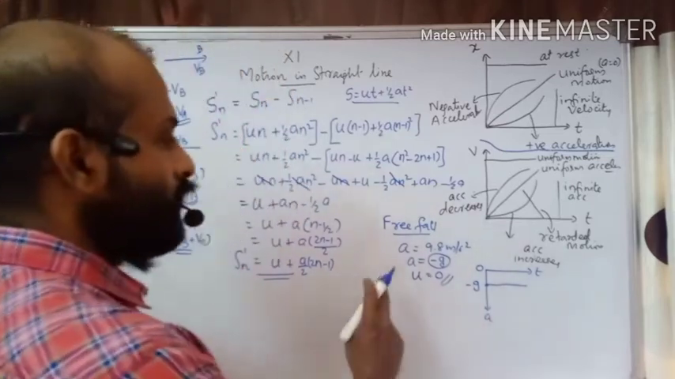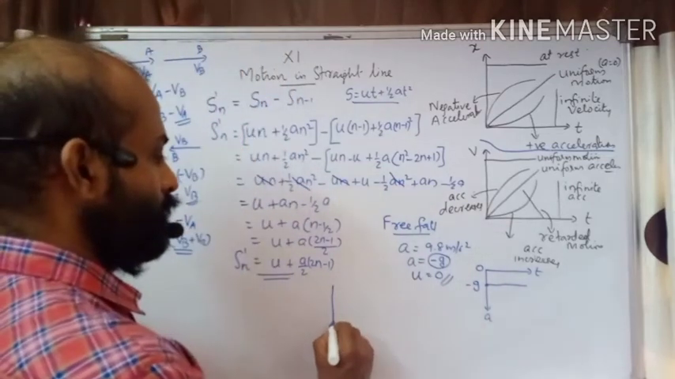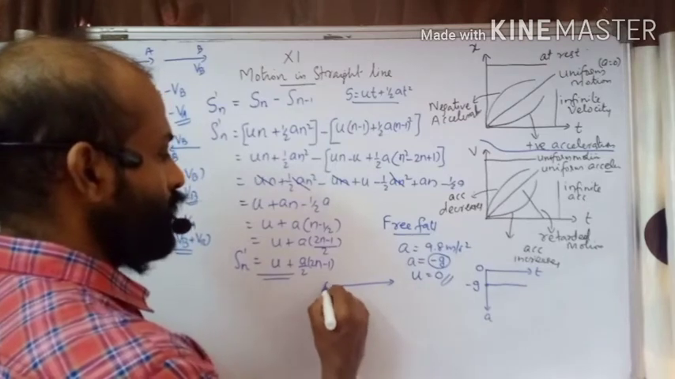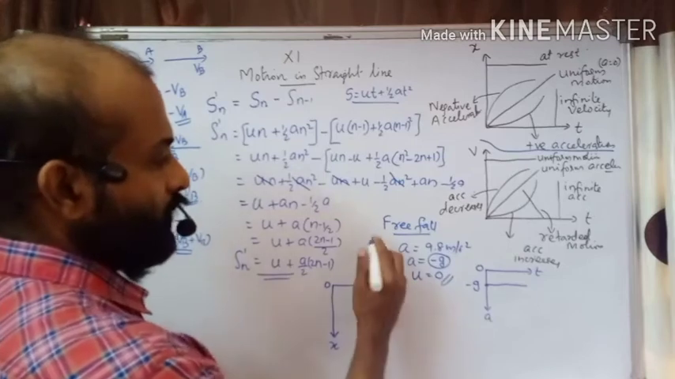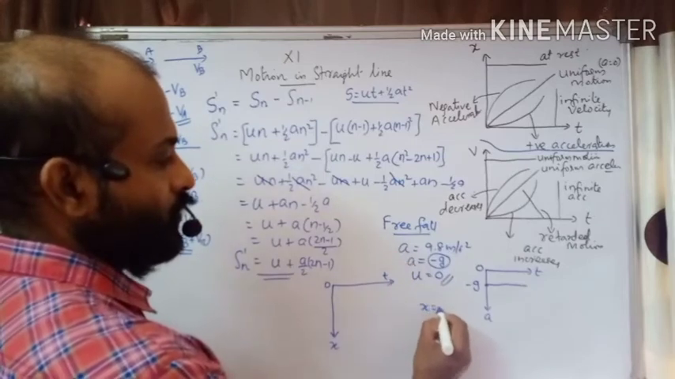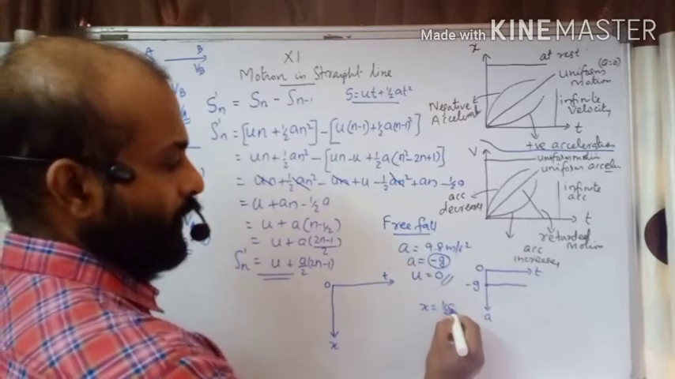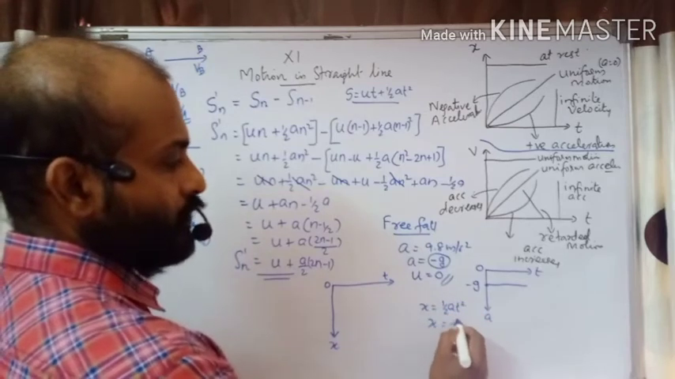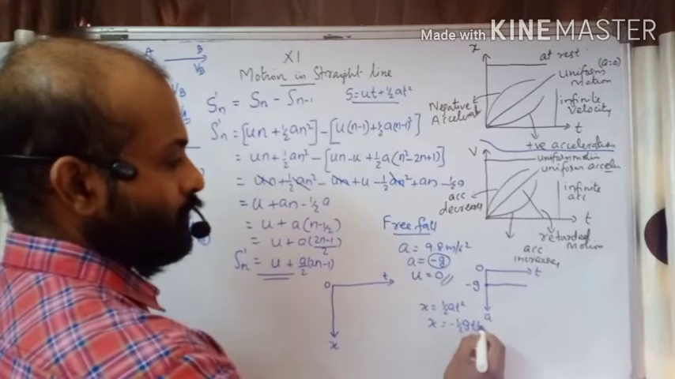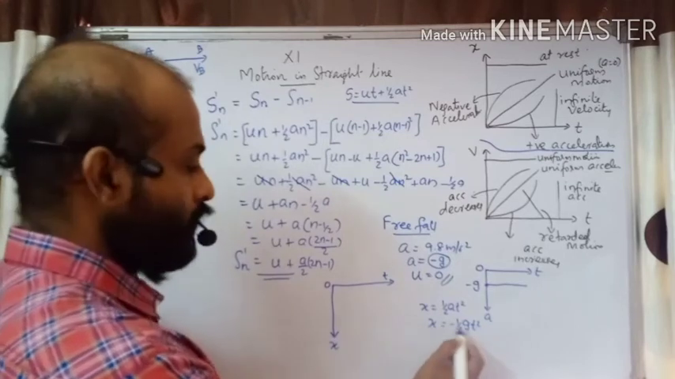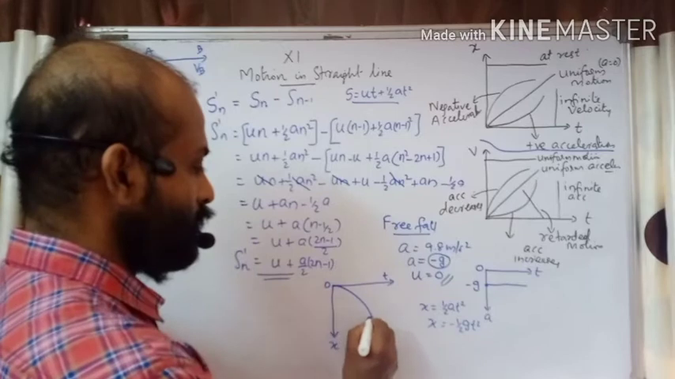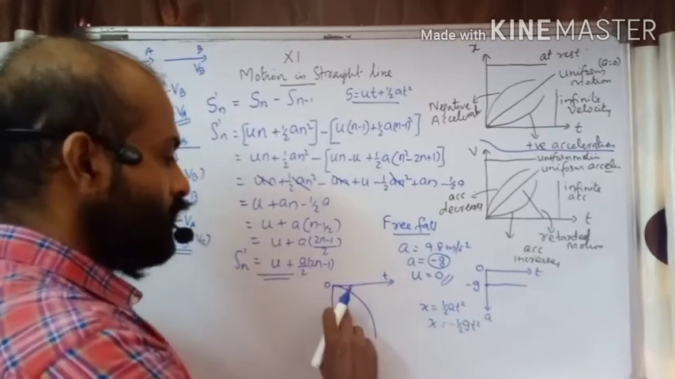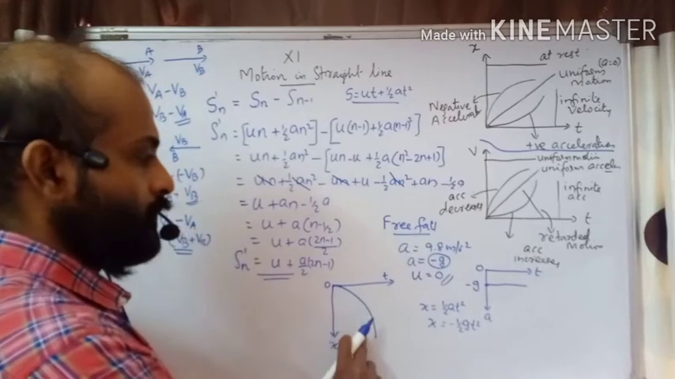Okay. Then we have the position time graph. This is position and this is time. How will you draw the position time graph? We have s, or x, is equal to u t plus half a t square, where u is 0. But a is negative. So x is equal to minus 1 by 2 g t square. So x is proportional to t square. We will get a parabolic shape like this. x is negative because of the minus half. So we have a parabolic shape.